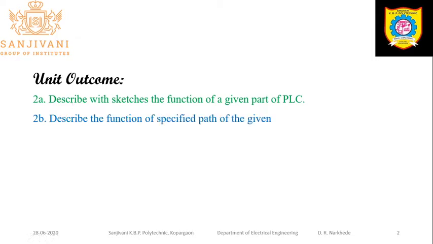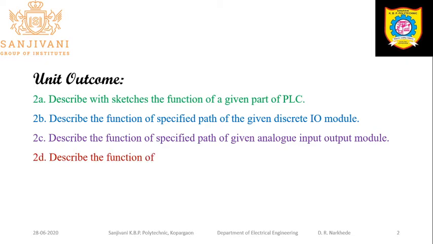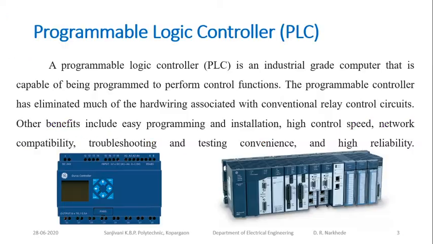Then you should be able to describe the function of specified part of the given discrete IO module. IO means your input output module. You should be able to describe the function of specified part of a given analog input output module. Describe the function of specific part of given special IO module. Compare the salient features of the given PLC using block diagram.